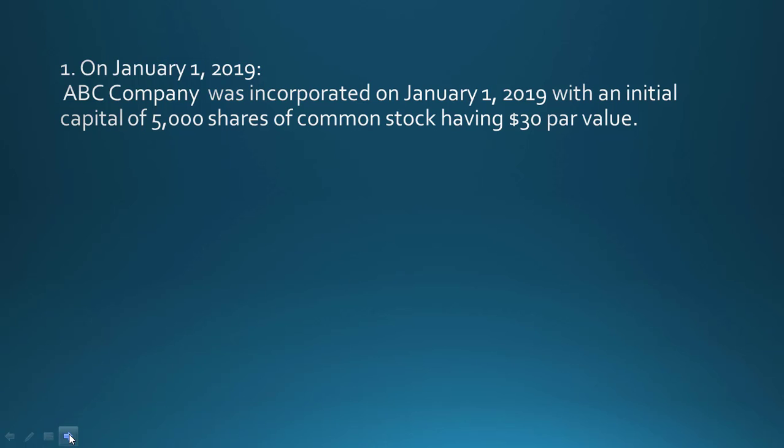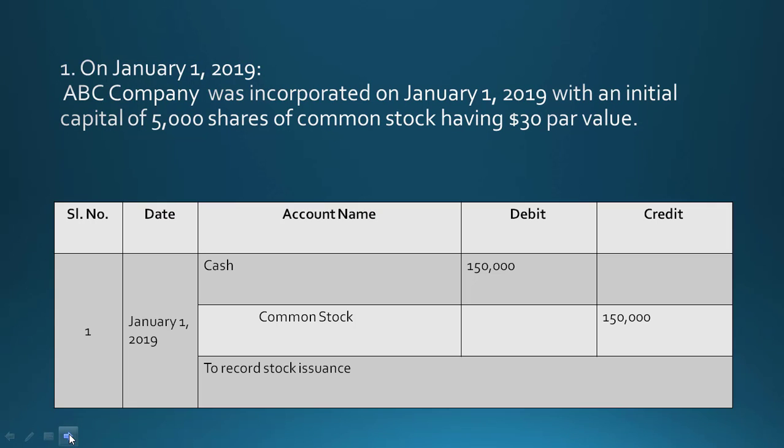So on January 1, we have to put a journal entry. So what should be the journal entry? As the organization is receiving cash by selling its shares, you are actually increasing the asset of the organization. So if the asset is increased, in that case cash should be debited and common stock should be credited. So that's how the journal entry will be. You will debit cash by 150,000 USD and credit common stock by 150,000 USD.